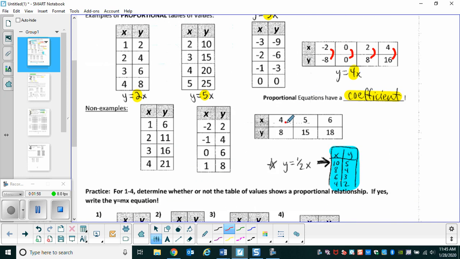And for this one, you'd have to do times 2. And then here's a times 3, and then a times 3. So because they're not all times 3, this one is a non-example.